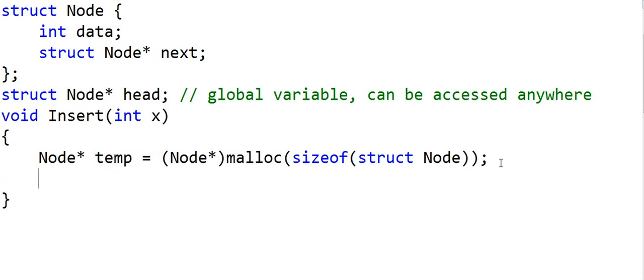And then only if we dereference using an asterisk sign, then we will be able to access the fields of the node.